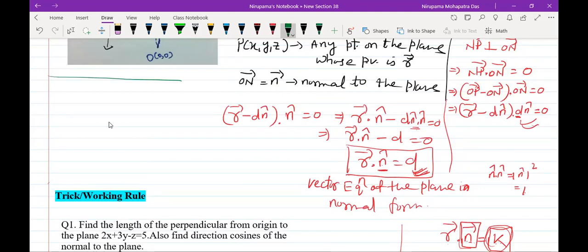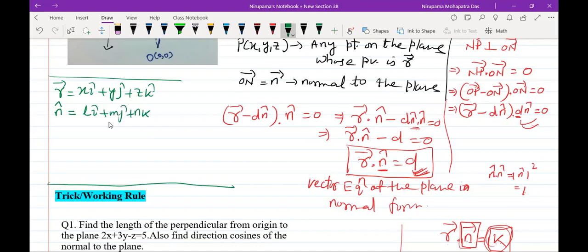The r vector is xi plus yj plus zk. Any vector, I mean n cap, if I take it like this, will be li plus mj plus nk, where l, m, n are the direction cosines of the normal. Why am I taking l, m, n? Whenever we take n cap, a unit vector, you can see li plus mj plus nk.